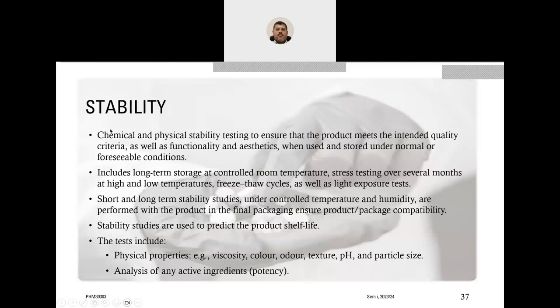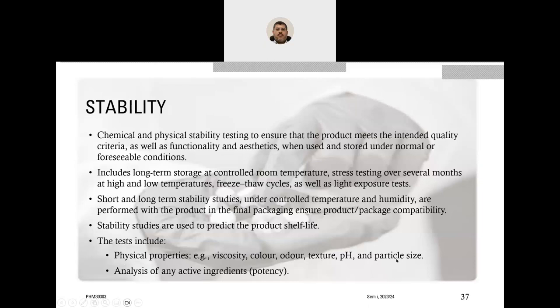The end result of a stability study is that we determine the shelf life. Shelf life is the duration at which the product is stable, meaning it is still keeping its chemical and physical characteristics. There is no significant degradation and there is no change in the physical appearance. For example, if you have an emulsion, then the emulsion is still as it is. It doesn't have any emulsion problems like cracking or coalescence. Physical properties like viscosity still show no significant change. Colors, no significant change. Odor, texture, pH, and particle size or droplet size when we talk about the emulsion.